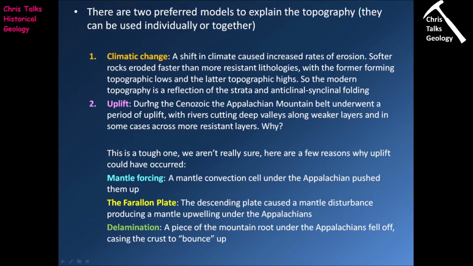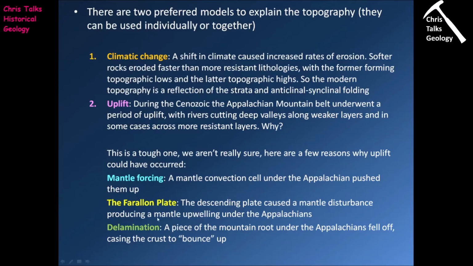So the question becomes, we know there's been some uplift, so why has that uplift occurred? Now, this is actually a bit of a tough one. There's no obvious reason to explain it. I'm just going to be honest right now. So the possible options are, number one, mantle forcing. This simply means that underneath the modern-day Appalachians, there's a mantle convection cell, and that mantle convection cell is bringing hot mantle rocks up, and these hot mantle rocks are naturally buoyant, so they're rising up underneath the modern Appalachian region, and those buoyant hot mantle rocks are just pushing up the Appalachian region, leading to the uplift. So that's possible option number one.